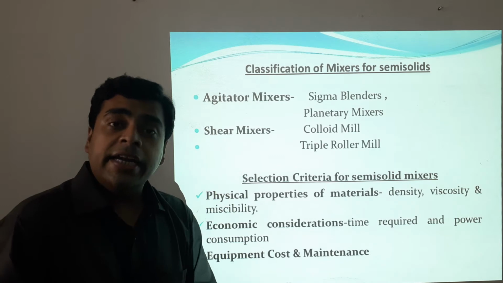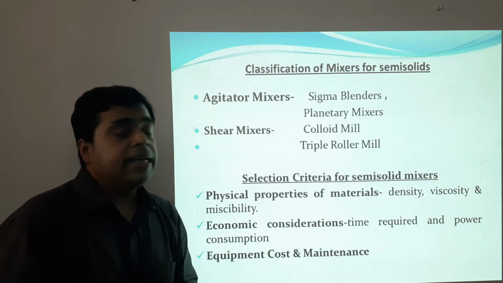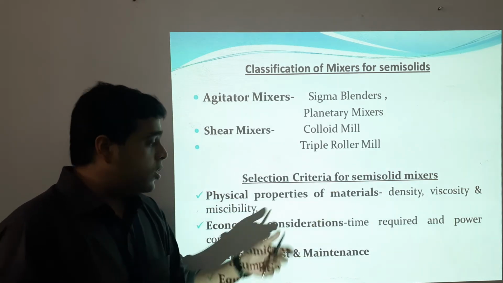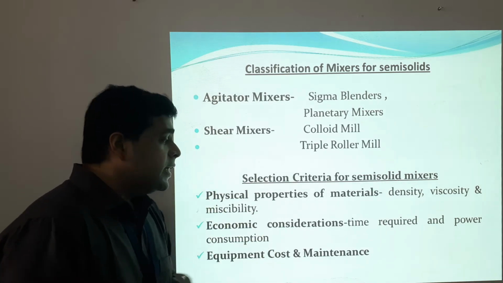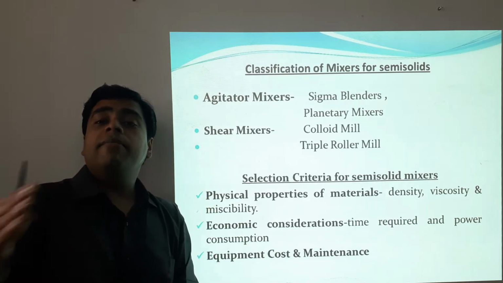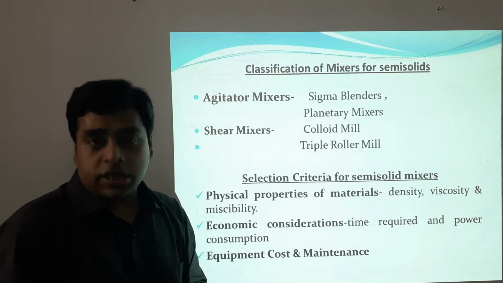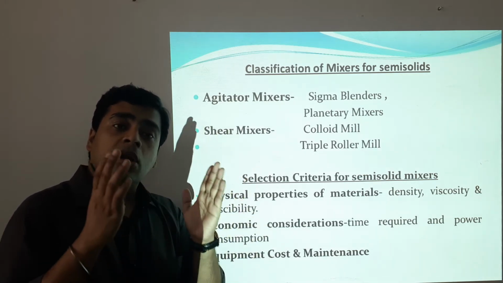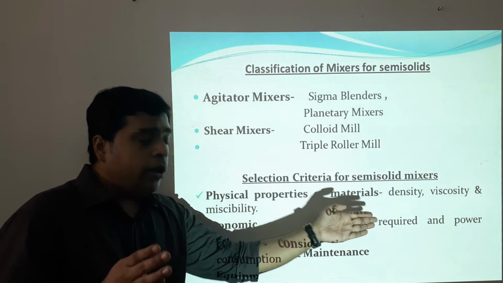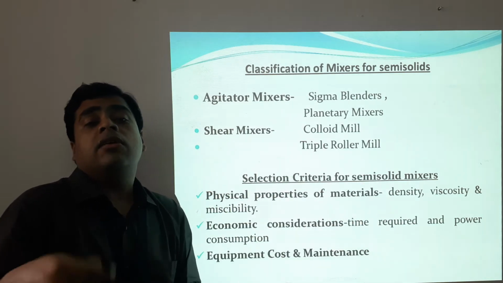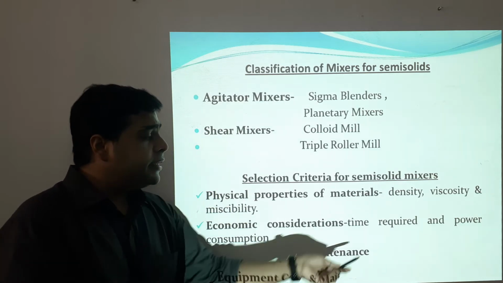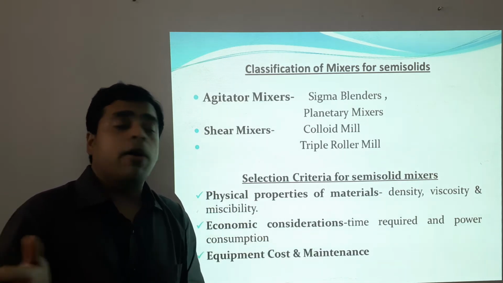Which category of ingredients we are working with, and what is their density and what is their characteristics or their physical properties, that is very, very important. Next, the economic consideration, that is the time required and the power consumption, because the mixer will employ a great amount of power, and we cannot go on mixing for a single batch the entire day, so the time required as well as the consumed power.